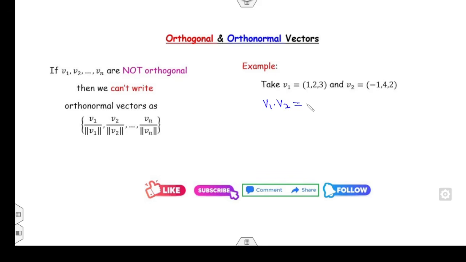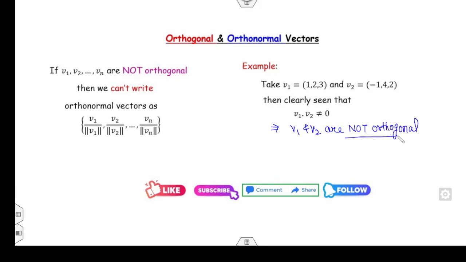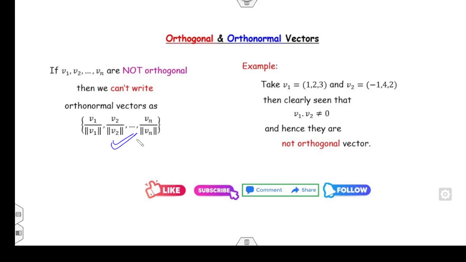Fine. But for example, you can see v1 dot v2. What is v1 dot v2? Minus 1 plus 8 plus 6. That gives you 13, which is non-zero. Once they are non-zero, that means you can say v1 and v2 are not orthogonal. Fine. So once they are not orthogonal, then you can never write the orthonormal by using this format.